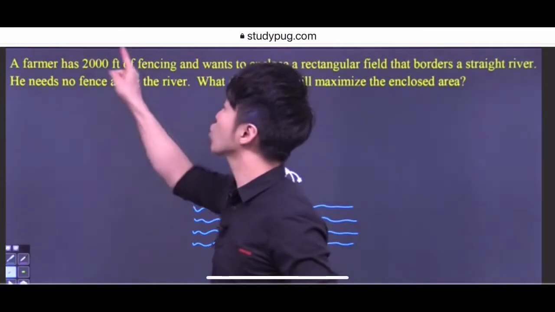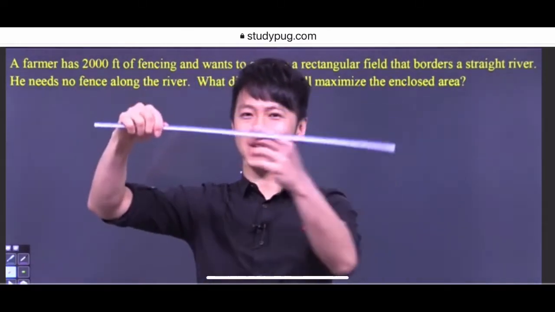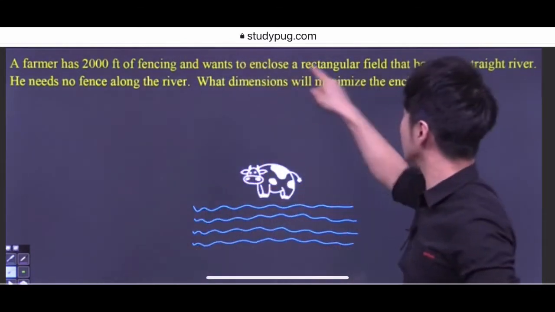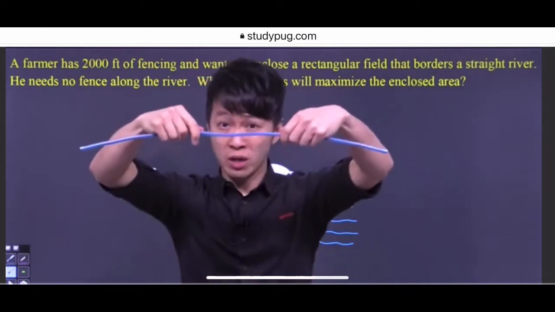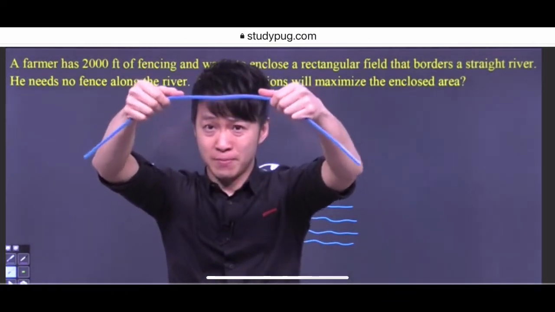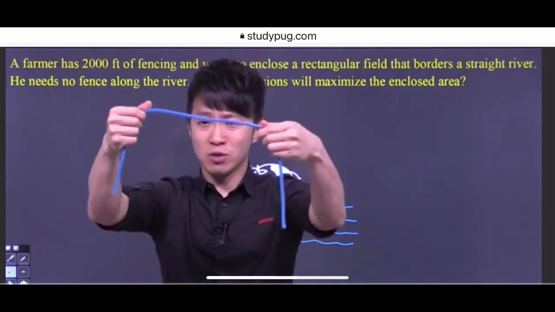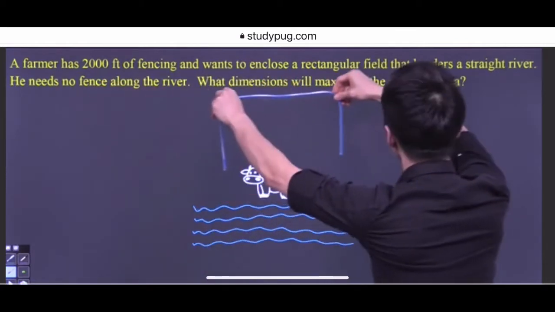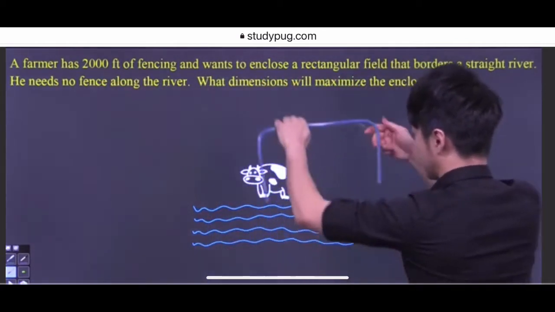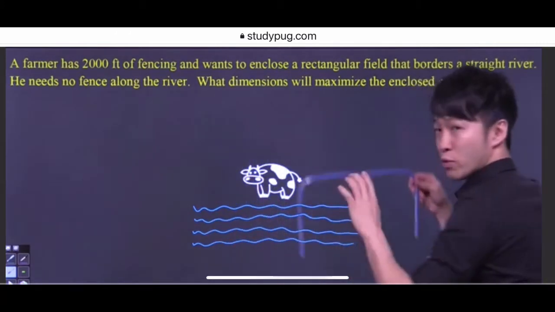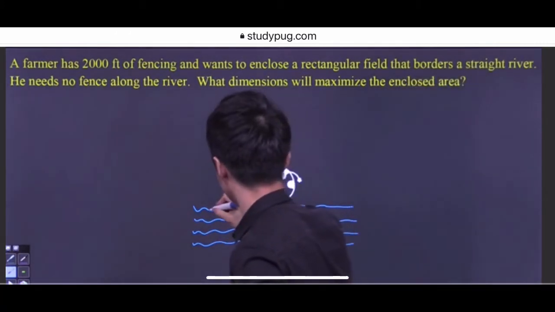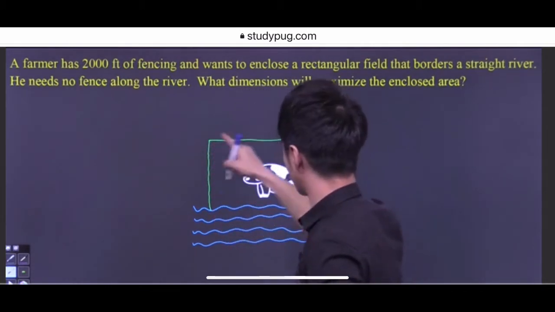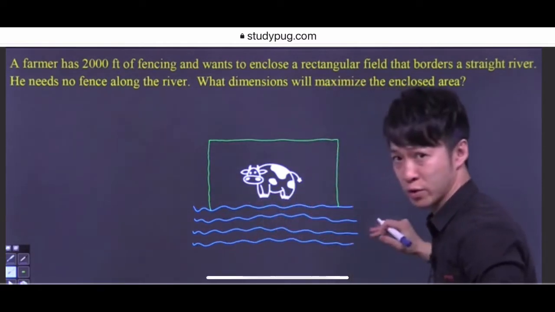A farmer has 2,000 feet of fencing. So imagine this is the fencing with a length of 2,000 feet. Now the farmer wants to enclose a rectangular field that borders a straight river. Something like this. So let me just draw it out. A rectangular field that borders a straight river.